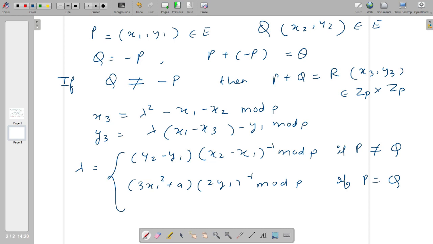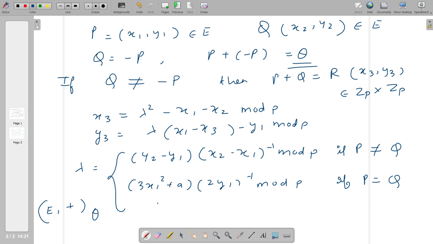Now this E with the operation plus is an abelian group whose identity is theta, the point at infinity. Now the question is, how can we find the points on this elliptic curve over Zp? If we need to find the points (x3, y3), how can we calculate these points over Zp?